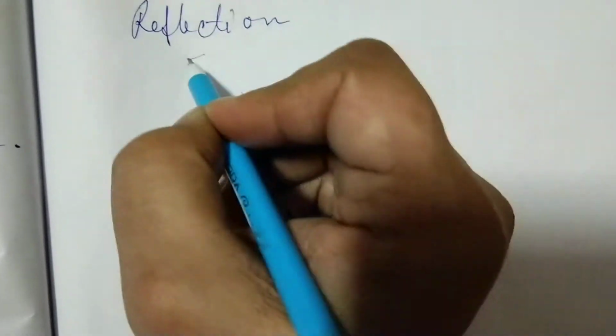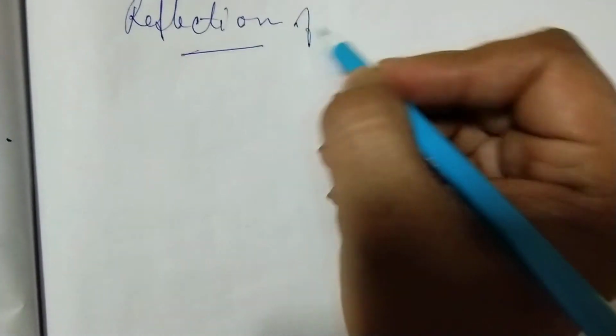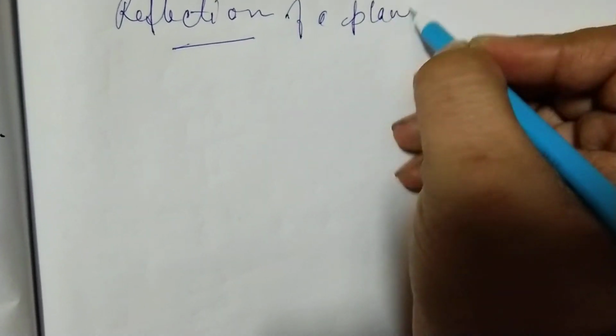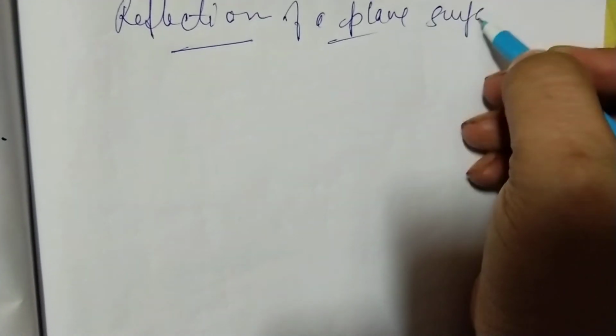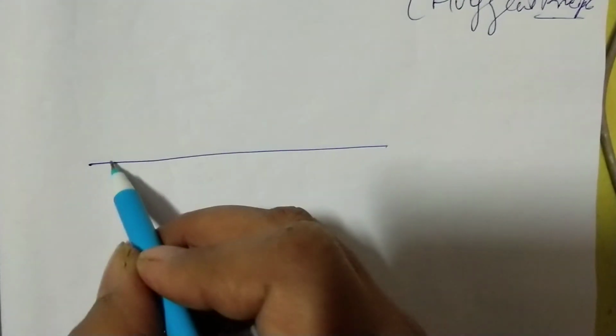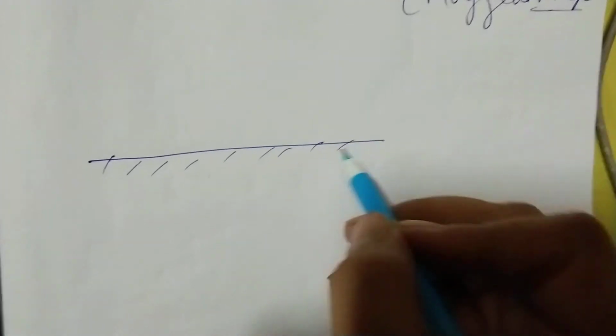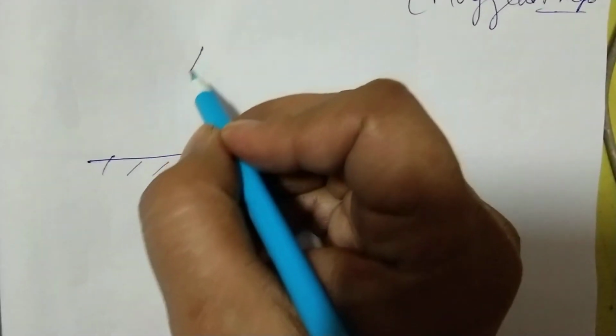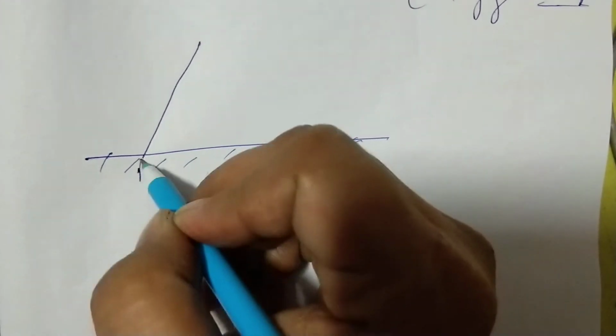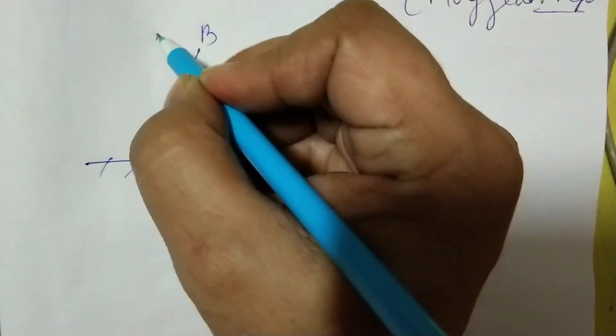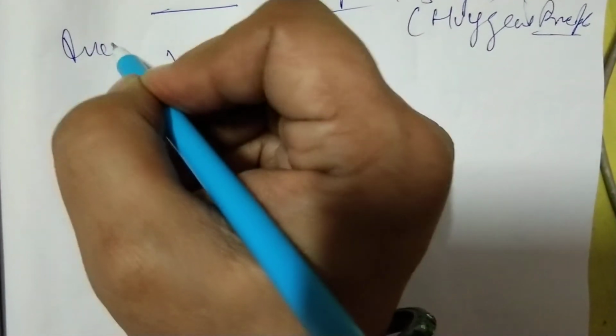Reflection, we are doing the phenomenon of reflection of a plane surface based on Huygens principle. Okay. Now for this, what we really need, we need a plane surface. This is your plane surface which you have considered. We need a wavefront also. This is the wavefront that we will be considering. AB is the wavefront. This is the incident wavefront, what we call.